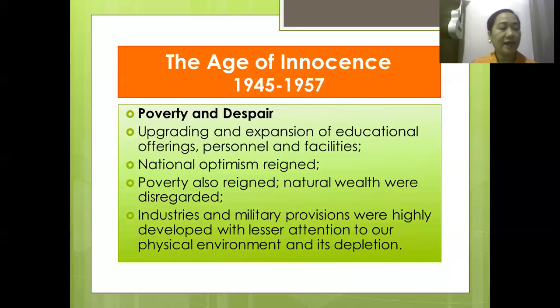After this period came the Age of Innocence, which started in 1945 until 1957. This was after the World War, and poverty and despair, of course, emerged, along with upgrading and expansion of educational offerings, personnel, and facilities. National optimism reigned because of the war, so they needed this positive energy to overcome their fears and depression. Poverty also reigned, and natural wealth was disregarded. Industries and military provisions were highly developed, with lesser attention to our physical environment and its depletion. That was the sad thing about it.